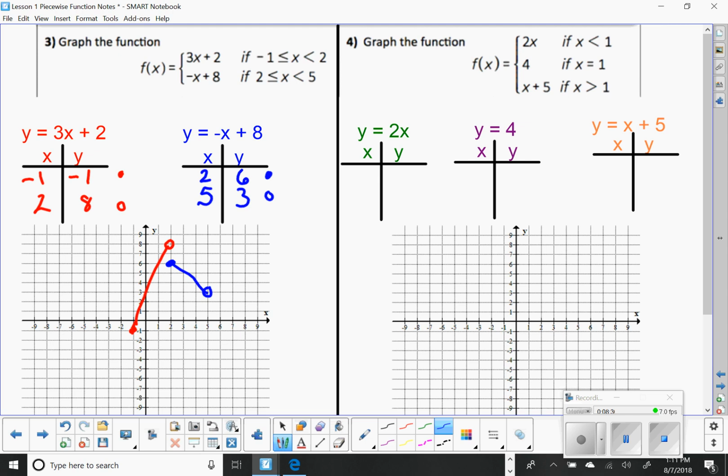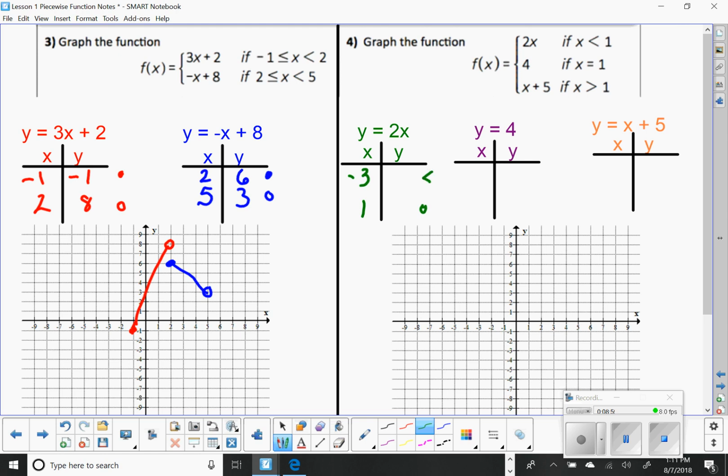Each piece, you just graph it over its part of the domain. Now this one says that when x is less than 1. So I know 1 is the biggest value I can have, and it's going to be a little open dot. But I can keep going less than 1 forever. So to get a starting point, I'm going to pick any value less than 1. Let's say -3.